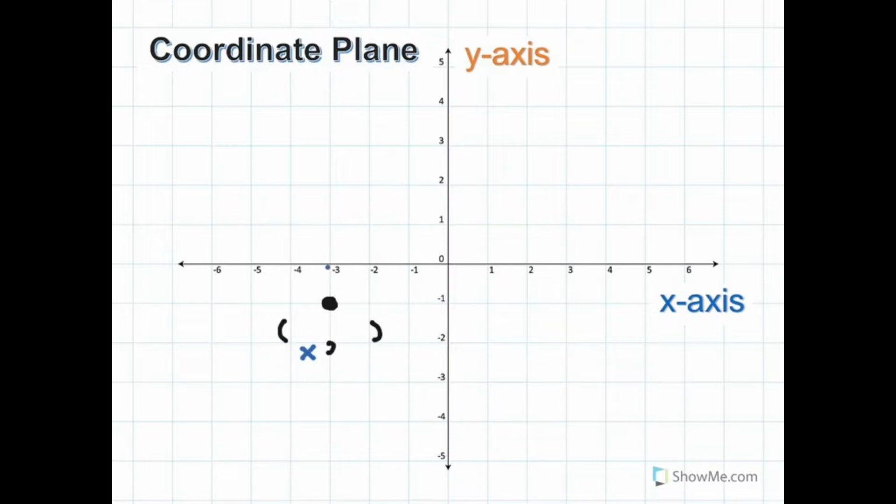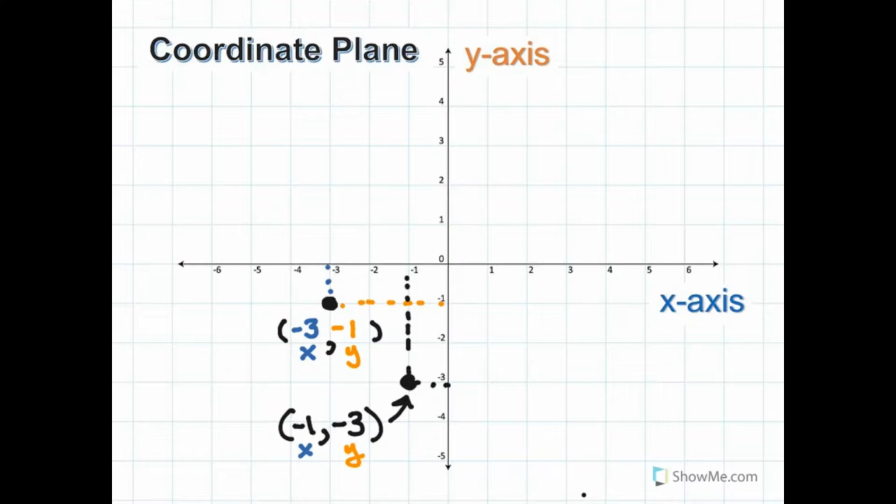It's where the point lines up with the x-axis, in this case, -3. The y-coordinate comes second. It's where the point lines up with the number on the y-axis, in this case, -1. If I reverse the two coordinates, I get a different point because x always comes first and y always comes second. So this point, (-1, -3), lines up with -1 on the x-axis and -3 on the y-axis.